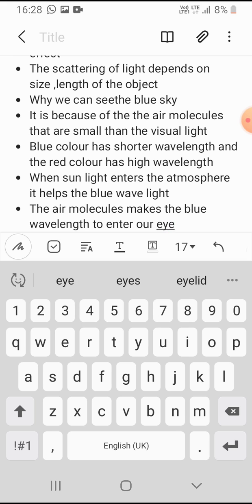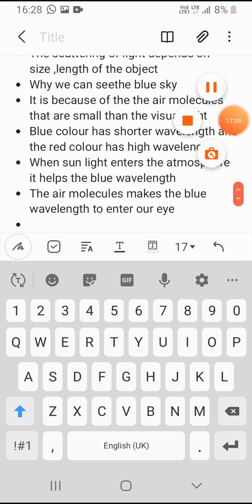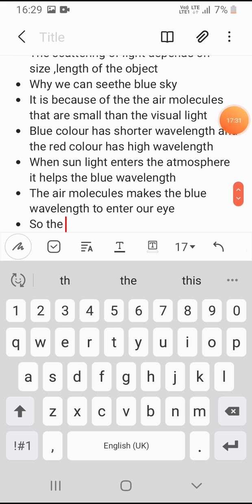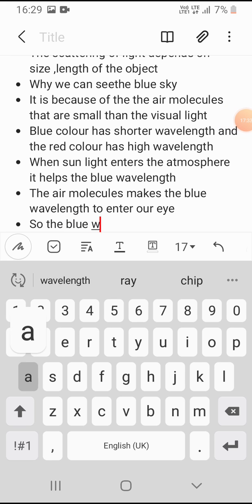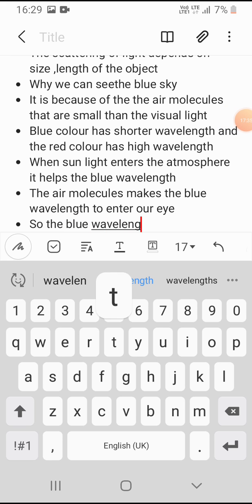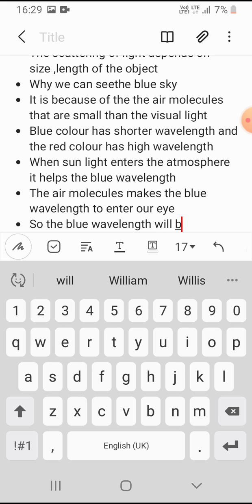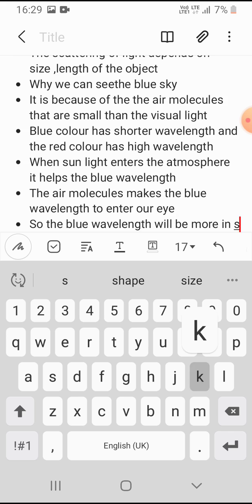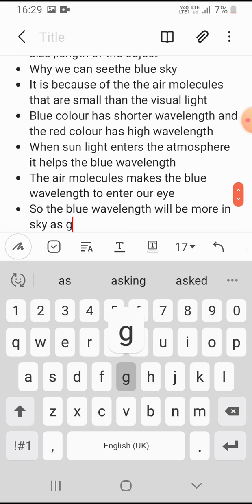It makes, sorry, here the wavelength is blue. It makes a blue wavelength enter our eye. So the blue wavelength will be more in the sky, as you go in an aeroplane.